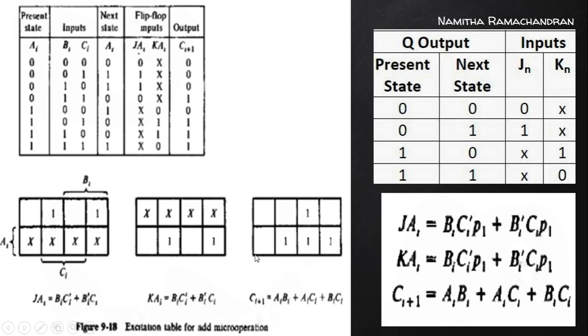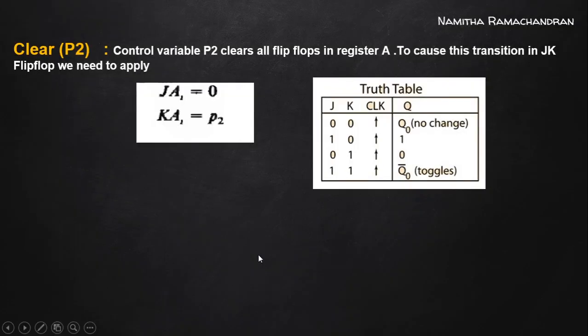Okay, so like this we can consider the second function, the clear function. In order to perform the clear function, we need to consider another control variable P2.